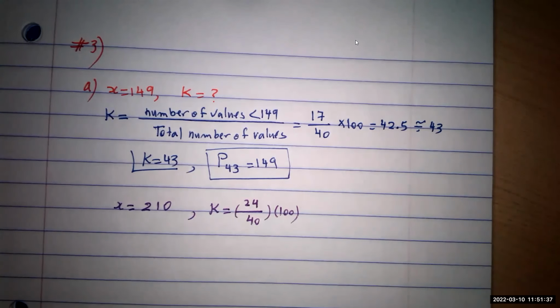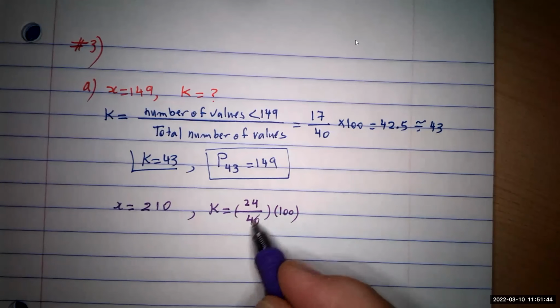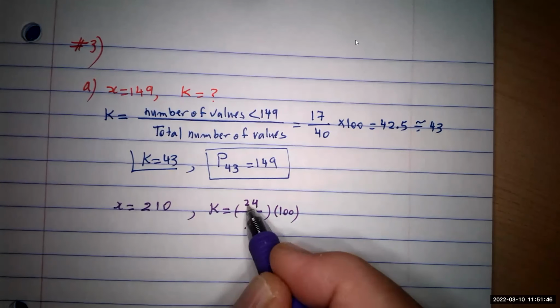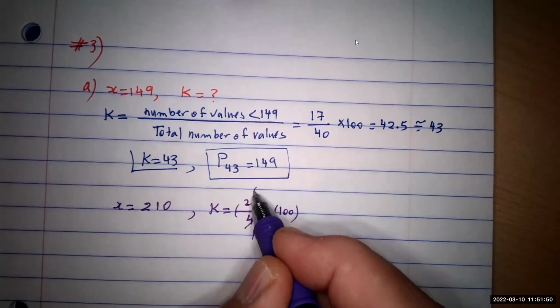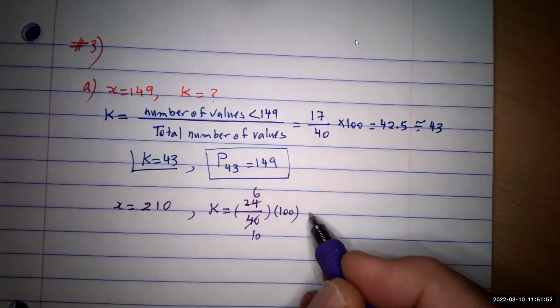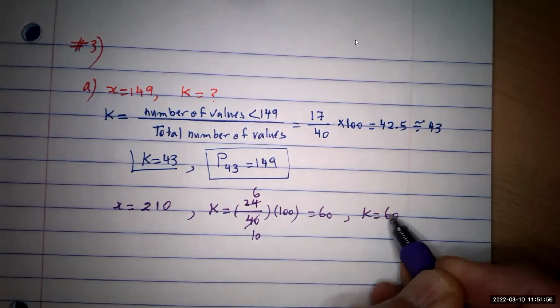Okay, you multiply by 100 to get your result. This would be easy because you can simplify these 2 by 4. So that gives you 10, and the top would give you 6. So the result would be 60. So K is equal to 60. This is the rank of 210.